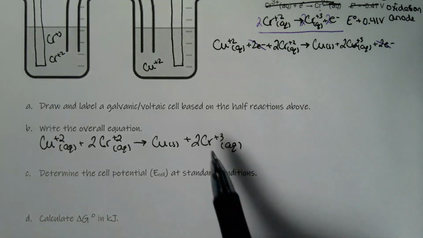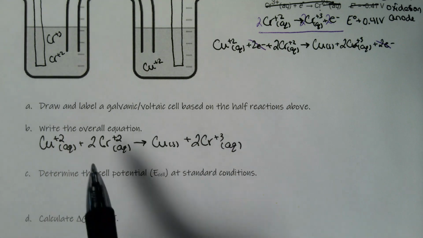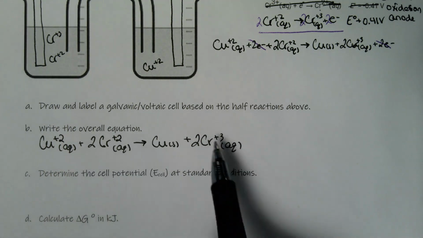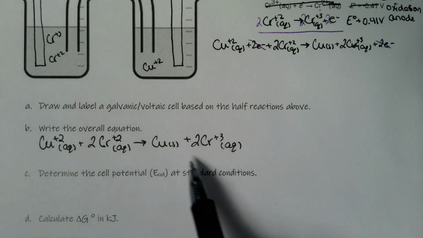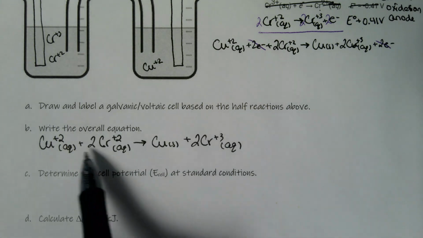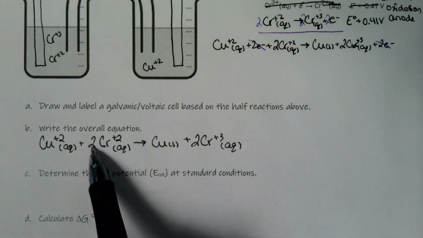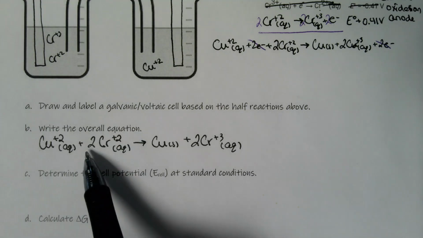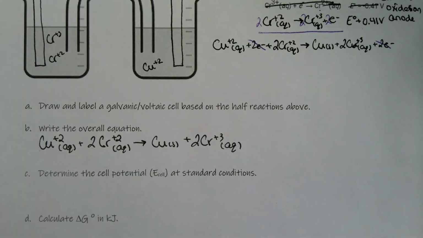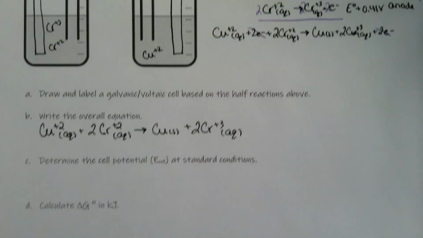And I hope, again, everything gets taken care of in terms of balancing. So over here, I have a total of a plus 6 charge. Over here, I have plus 2 plus 2 times plus 2, so 2 plus 4, which gives me an overall plus 6 charge on this side. So I know that my equation is balanced correctly.